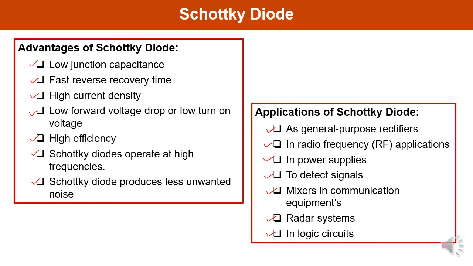And you must remember that here a junction is formed which is a metal semiconductor junction. And the leakage current, which is very high, gives the disadvantage over here. And one most important point here, conduction is because of the majority charge carriers only. So these are all the advantages and applications of Schottky diode.